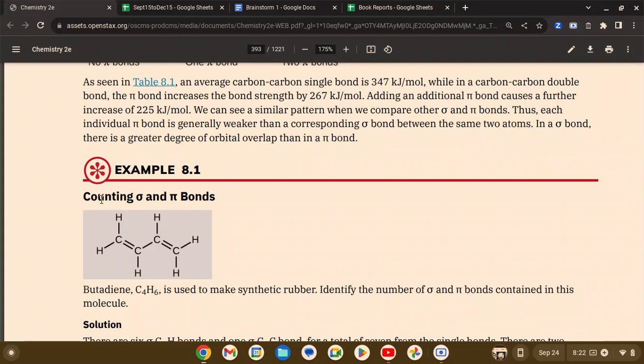We can see a similar pattern when we compare other sigma and pi bonds. Thus, each individual pi bond is generally weaker than the corresponding sigma bond between the same two atoms. In a sigma bond, there is a greater degree of orbital overlap than in a pi bond.